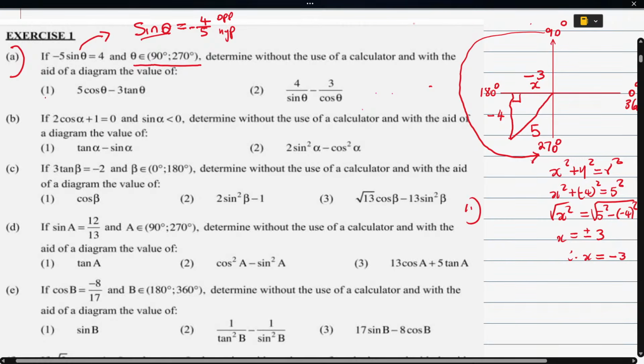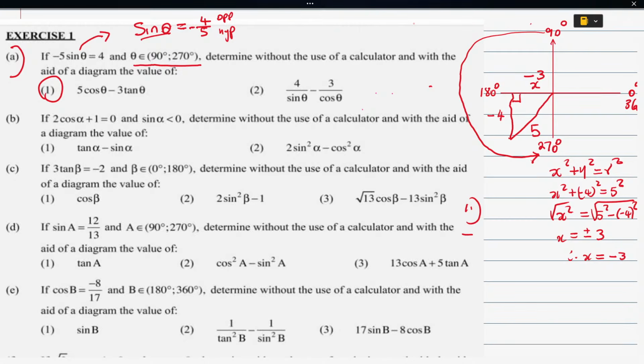Question one. This is the first question. They are asking for 5 cos theta minus 3 tan theta. Okay. What is cos? It's adjacent over hypotenuse. So cos is minus 3 over 5. What about tan? Use SOHCAHTOA. It's opposite over adjacent. So, learners, this is the answer for the first one.